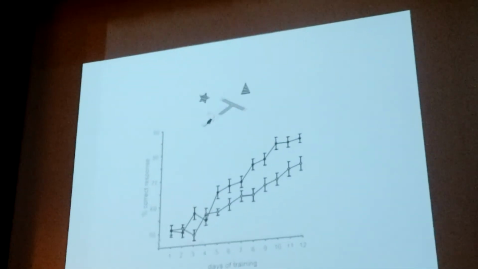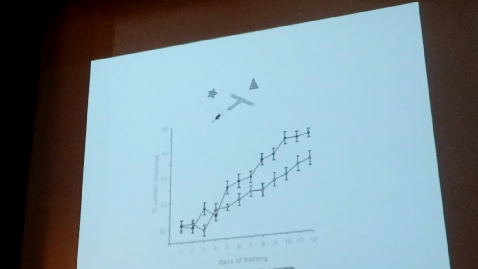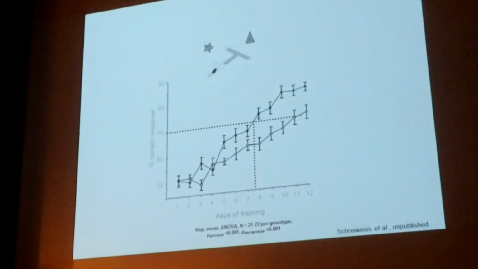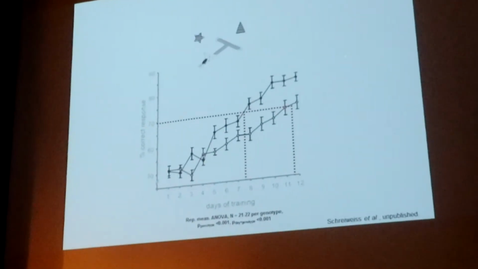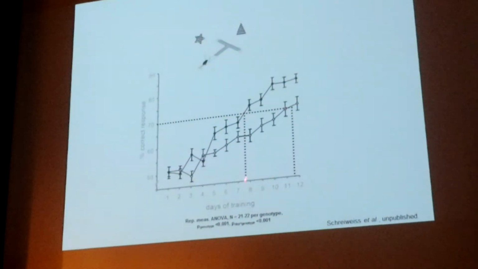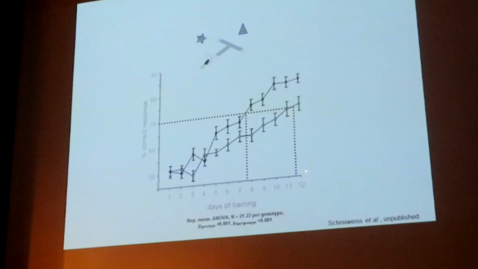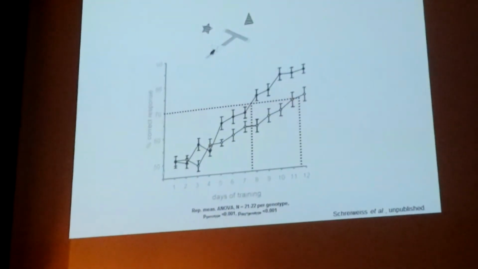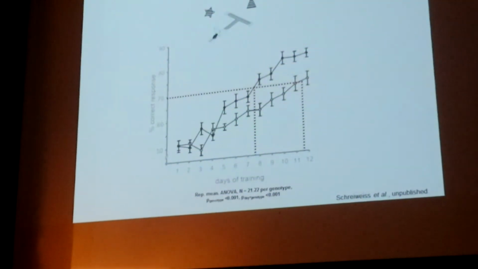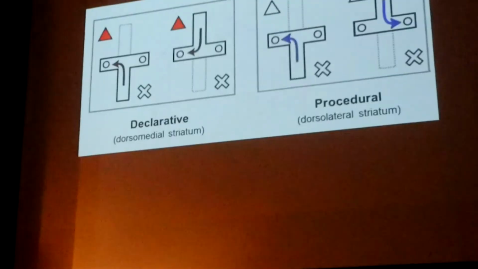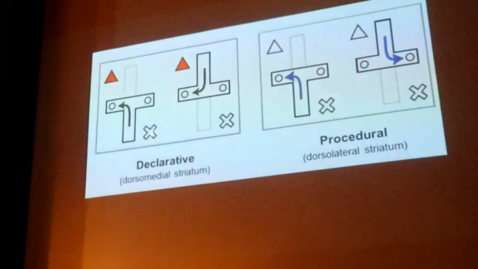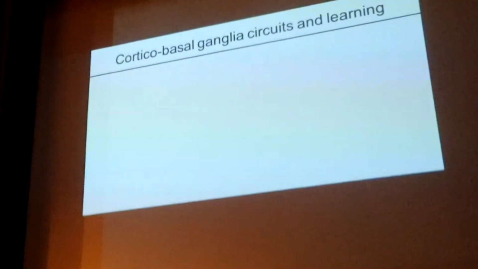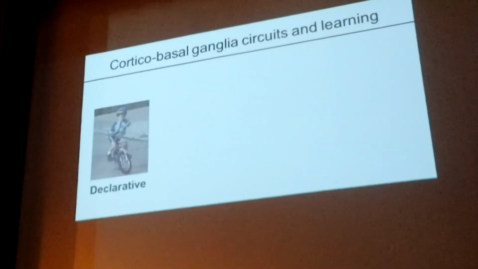And if you look at how quickly this automation comes about, there's quite a difference between the humanized mice and the wild-type littermates. They learn in 7 to 8 days to do this what takes 11 to 12 days in the wild-type littermates bred by the same mother, etc. So this is the switch from the declarative to the procedural, the automation of motor learning, if you like.